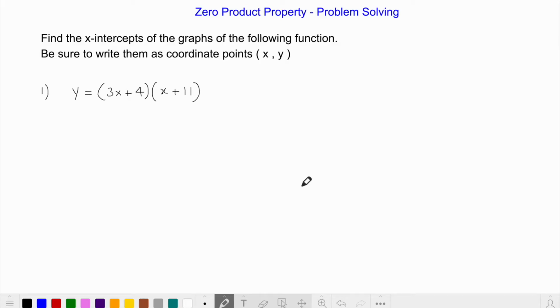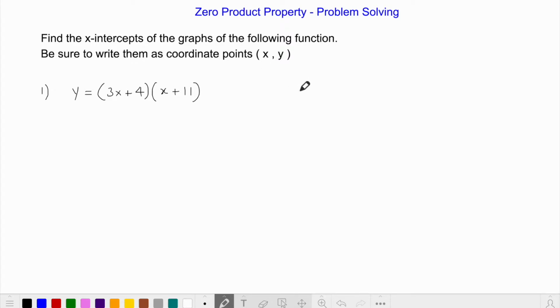Hi everyone, welcome back to Hein Academy, and today we are going to solve some problems using zero product property to find the x-intercepts of the graph of the following function. And the question doesn't end there. It also asks you to write them as the coordinate points as x and y.